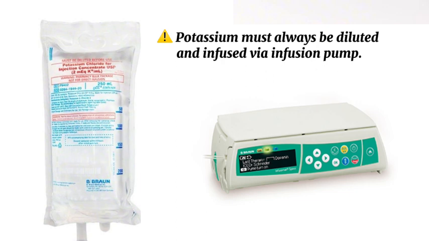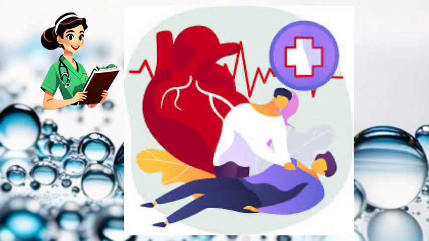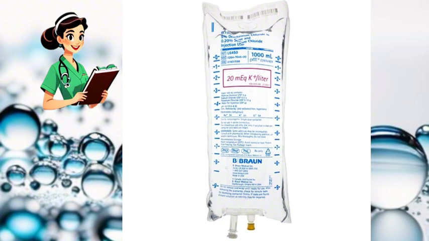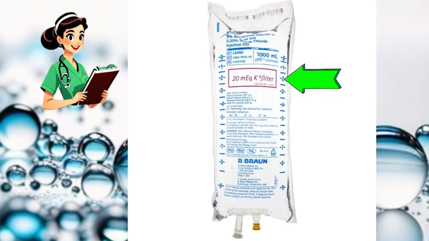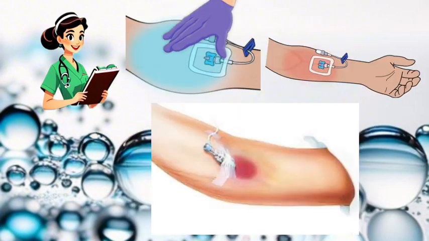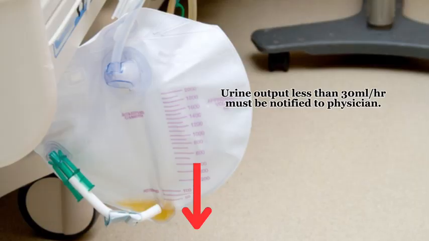Potassium chloride administered intravenously must always be diluted in IV fluid and infused via an infusion pump. KCl is never given by bolus. IV push can result in cardiac arrest. Potassium should be diluted with diluent or fluid. The IV bag must be labeled with the volume of potassium it contains. Potassium chloride is irritating to the veins, and there is risk of phlebitis and infiltration. The nurse must contact the physician if the urinary output is less than 30 milliliters per hour.